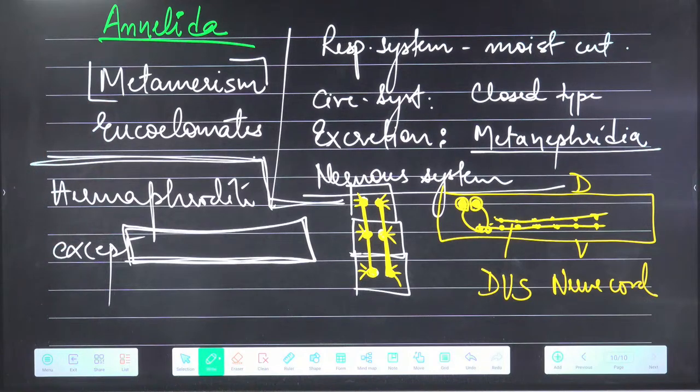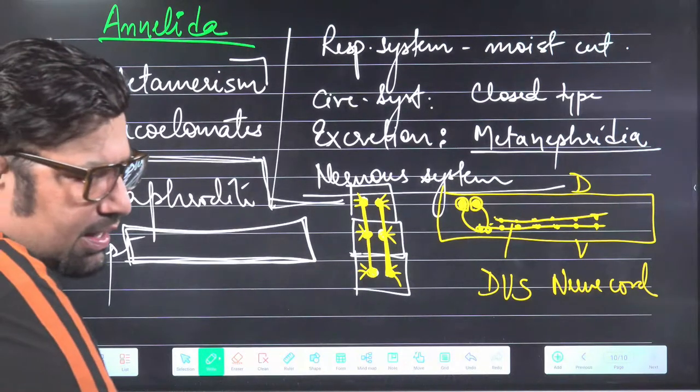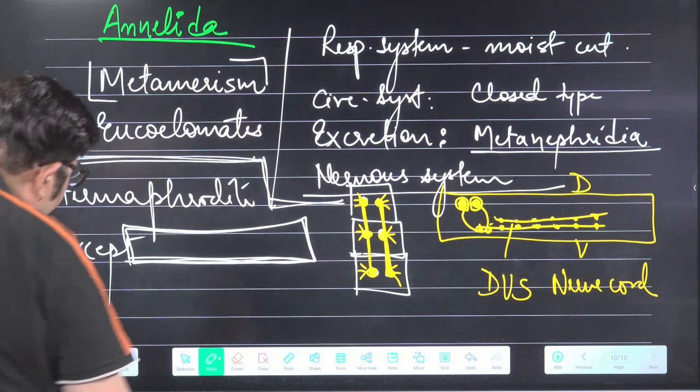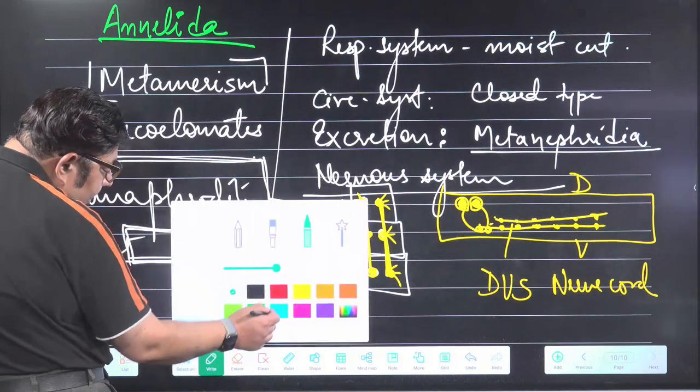No, Ramya, that is the exception for the circulatory system. No, not Hirudinaria. Preeti beta, that is the exception of the circulatory system. Yes, you are right, Sanjana Reddy. This is Nereis. Very good. The exception here is Nereis.